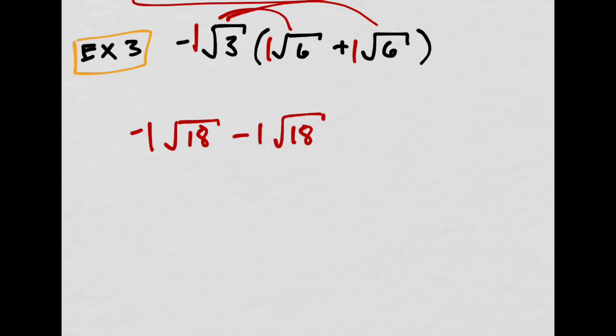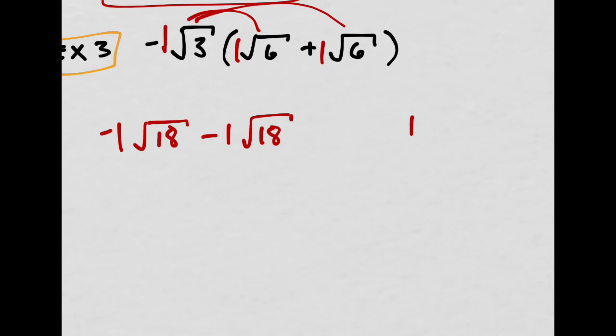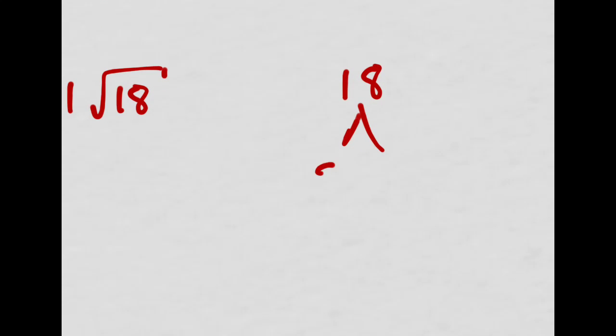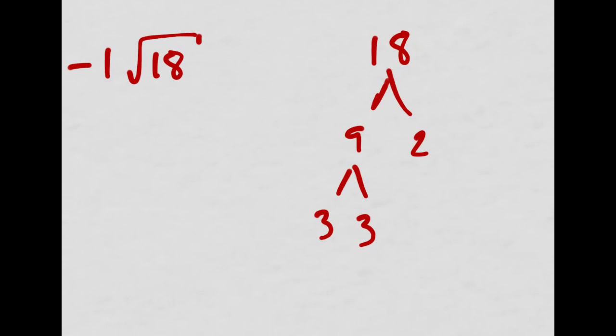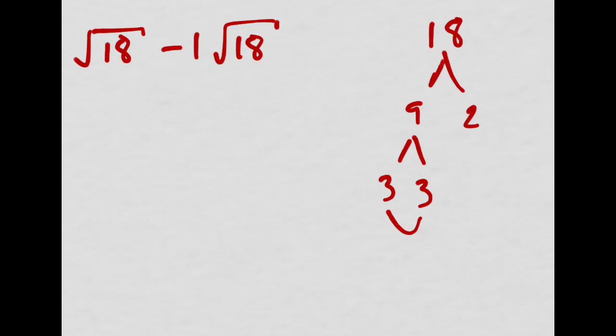So let's just reduce each one of these separately. Really, I'm doing the same thing twice, right? If I reduce that, I've also reduced that. So 18, that's 9 times 2, that's 3 times 3. And the way you simplify this is, if you have pairs, they go on the outside. You take it out. If you have something just by itself, that stays on the inside.